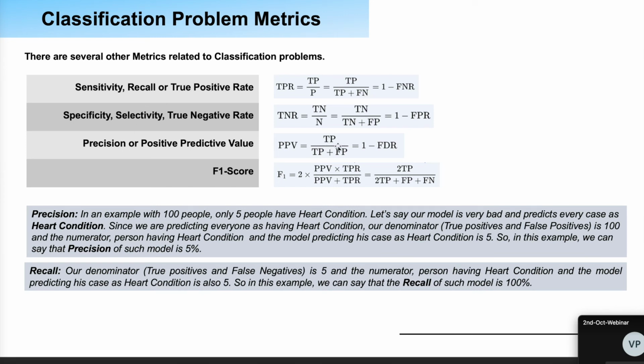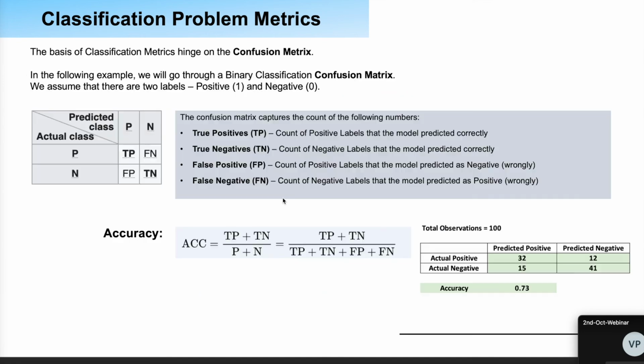Precision is true positive divided by true positive plus false positives. Now, we said accuracy for this particular case for our model, which is giving this confusion matrix, is 73%. Why is it not enough for us to understand how well the model is performing? It is actually not enough.